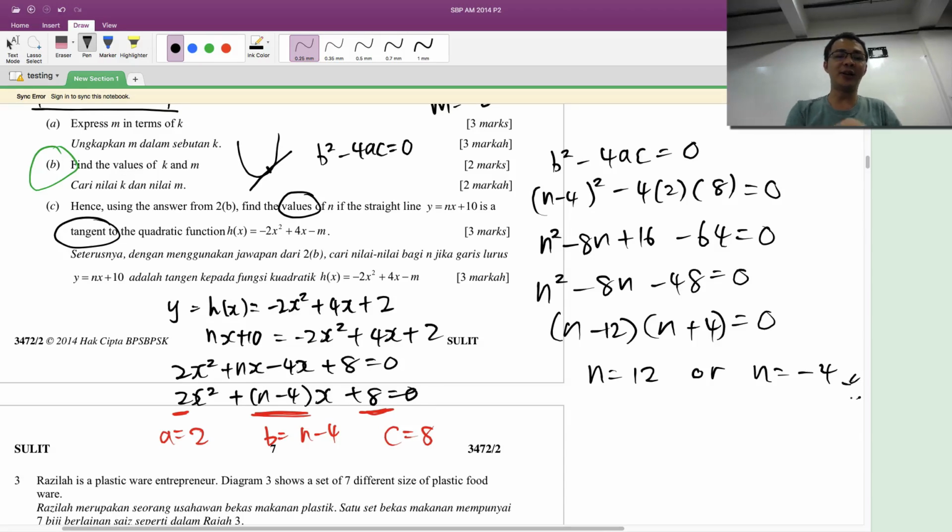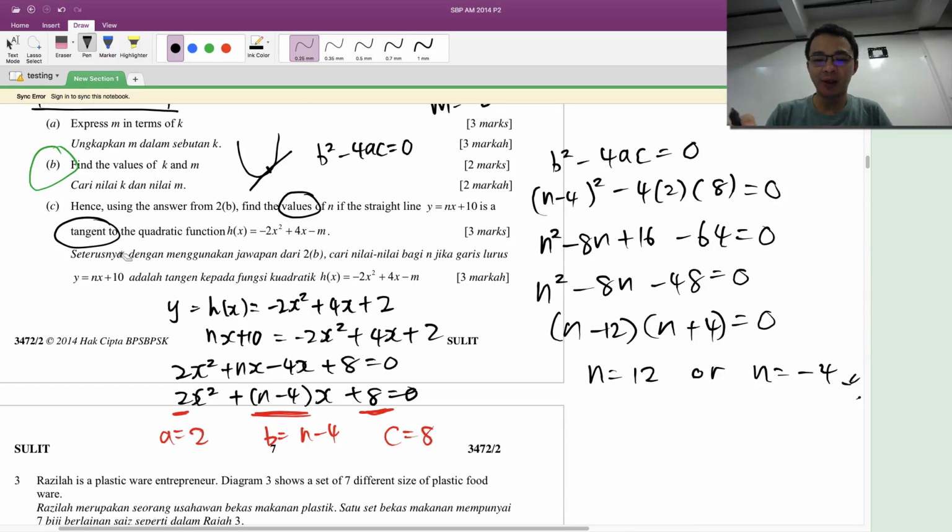Okay, this is how we understand the word tangent. Whenever you see tangent, it actually means b squared minus 4ac equals 0. Yeah, so far so good. Is my answer the same as yours? Or do you want to know about completing the square?